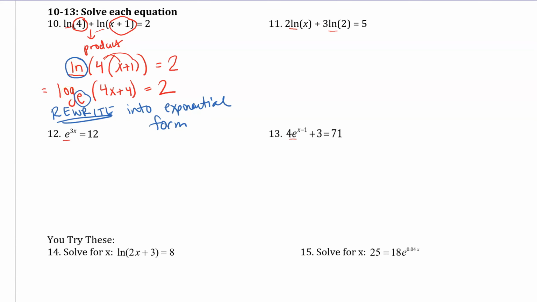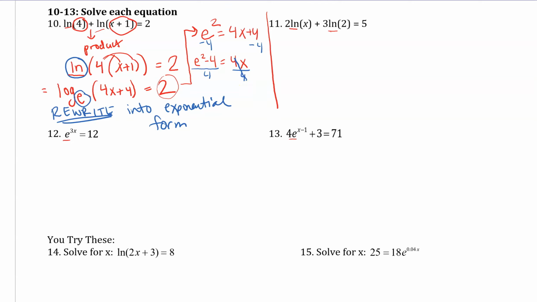So what I'm going to do is rewrite this using my base e raised to the power of 2, right? Whatever the log equals is the exponent. And that results in this expression of 4x plus 4. And then from there, we're just trying to isolate x. So from there, I would subtract 4 from both sides. So I get e squared minus 4. And then I divide both sides by 4.